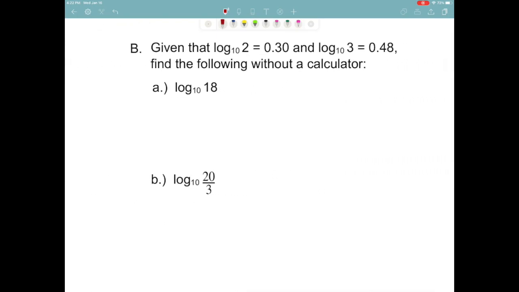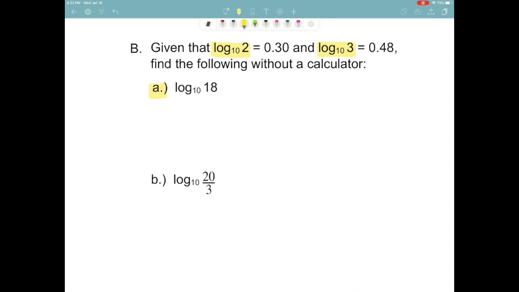Letter B. Given that log base 10 of 2 equals 0.30 and log base 10 of 3 equals 0.48, find the following without a calculator. These types of problems are designed to test our ability to use the product, the quotient, and the power properties of logs. Those are the ones we've just learned here. So we need to expand on letter A. We need to expand log base 10 of 18 using expressions like log base 10 of 2, log base 10 of 3.